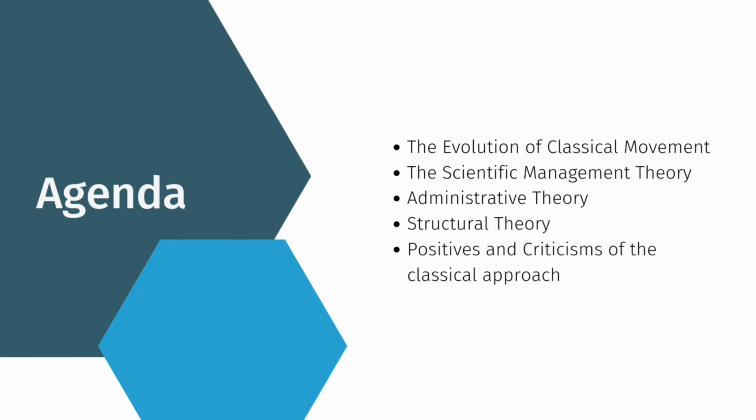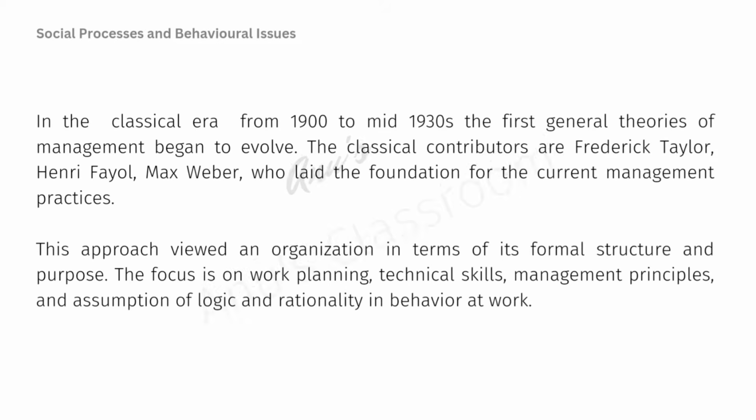So if you remember, the classical era actually started from 1900s to the mid 1930s, and it is in the mid 1930s that the social man theory of organizational behavior started gaining momentum. Okay, so that is why the classical era is said to be from the 1900s to the 1930s. And the major managerial theorists in this era were Taylor, Fayol, and Max Weber. Okay, and you will see the theories which were proposed by each of them.